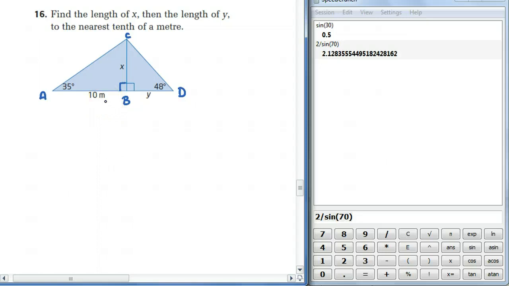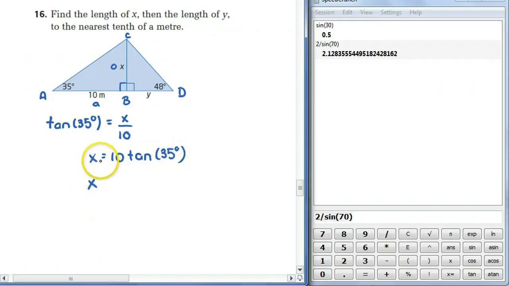Okay, so if I take this triangle, I'm talking relative to the angle right here. So now I know that x is going to be the opposite and 10 will be the adjacent. So if I use the opposite and the adjacent, I use the tan ratio. So tan of 35 degrees, don't forget that degree symbol, is equal to the opposite, which is x, over the adjacent, which is 10. So therefore, x is equal to 10 tan 35 degrees.